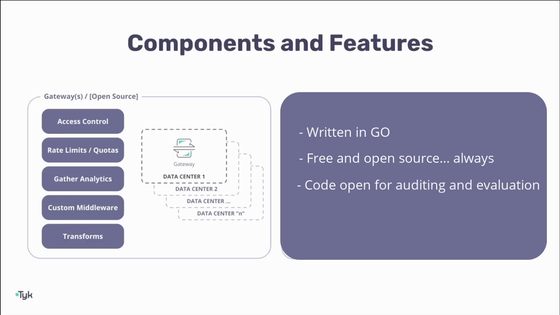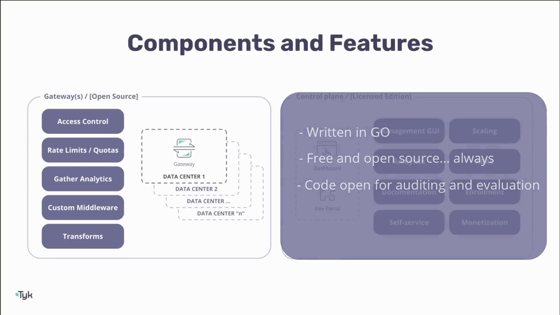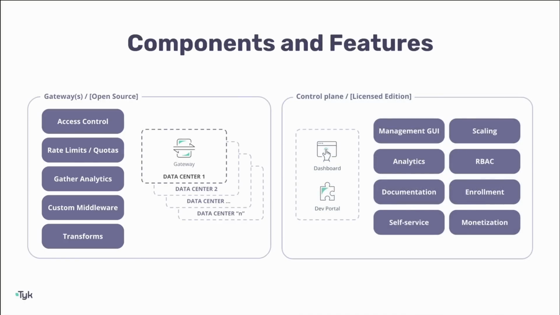evaluation. Gateway features out of the box include access control, rate limiting and quotas, analytics gathering, and support for custom middleware in Go, Python, JavaScript, Lua, or any gRPC-supported language. It can be scaled both horizontally and vertically. As powerful as the gateway is, however, it is headless, and must be managed through the gateway APIs. This is where the license component comes in.